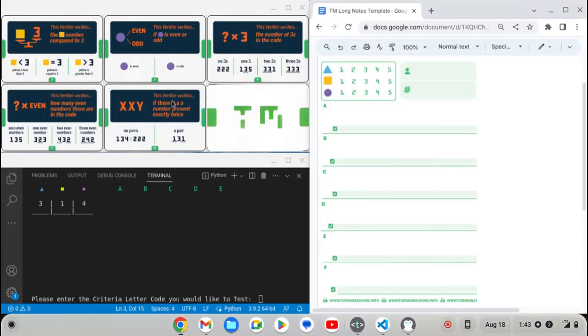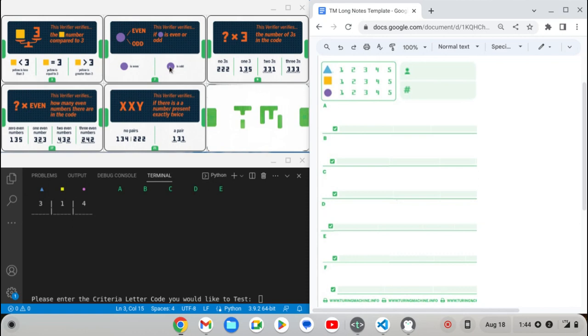So in the grid above, we've got our 5 criteria cards. On the top row, we've got criteria card A, criteria card B, and criteria card C. On the bottom row, we've got criteria card D and criteria card E. Criteria card A looks at our middle digit, our square digit, and compares it to the number 3. Should the value of square be less than 3, equal to 3, or greater than 3?